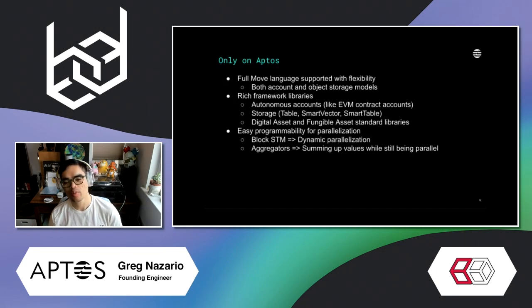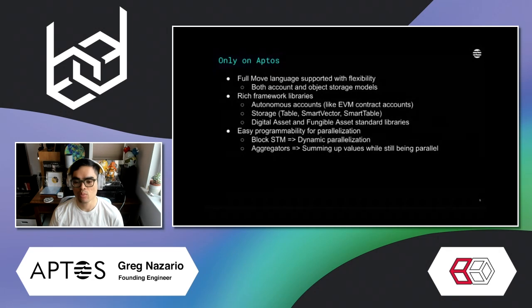I wanted to talk a little bit about the things that are only possible on Aptos with Move. We support the full Move language, with flexibility between two different models, the account model and the object model, as I said before, allowing developers to choose which one works best for them, with trade-offs for parallelism, performance, and ease of development. That's what we're mainly trying to do here: make sure the flexibility is there for you to build it in the way that works for you.